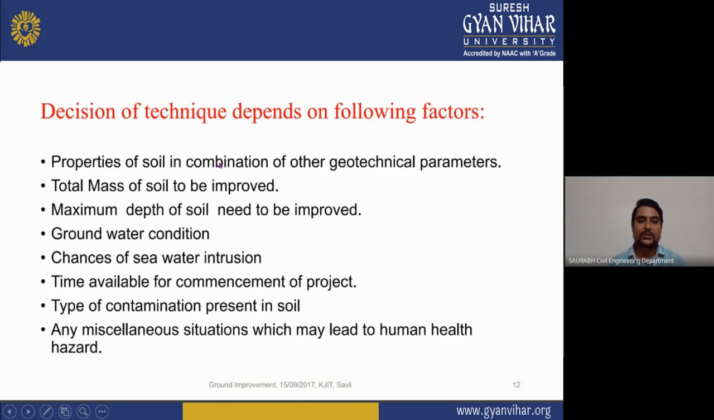What should be the decision of technique? What factors should be involved in the decision taking? As you can see here, the first one is the properties of soil in combination with other geotechnical parameters. Then the total mass of soil to be improved.